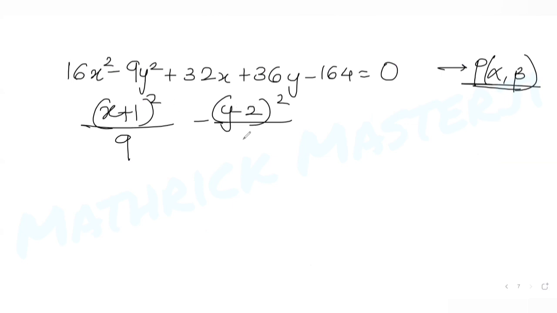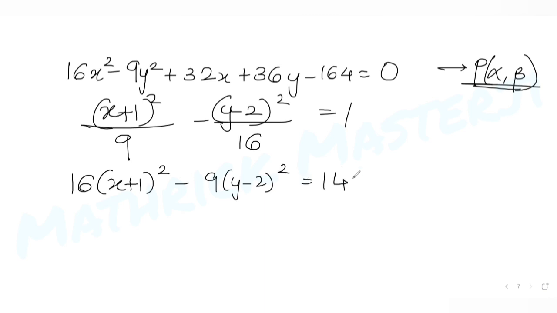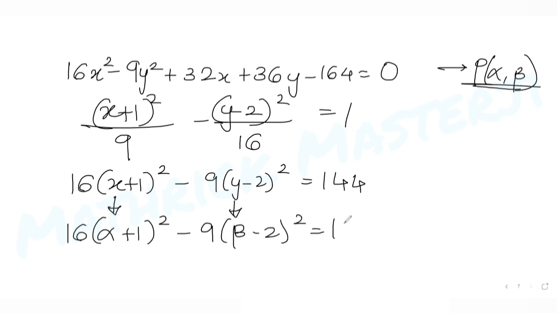If I further solve it, 16 into (x plus 1) the whole square minus 9 times (y minus 2) the whole square equals 144. So now if I put my x and y points as my P points, that is alpha and beta, (alpha plus 1) the whole square minus 9 (beta minus 2) the whole square equals 144.